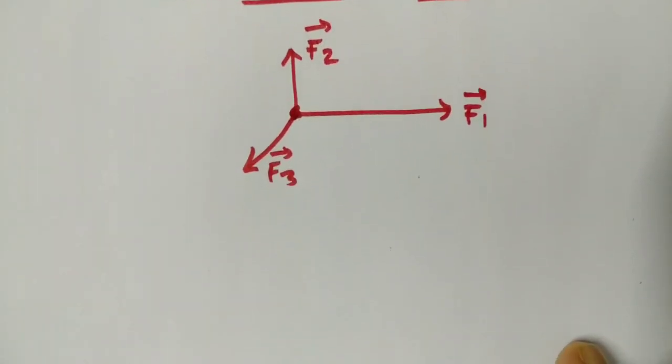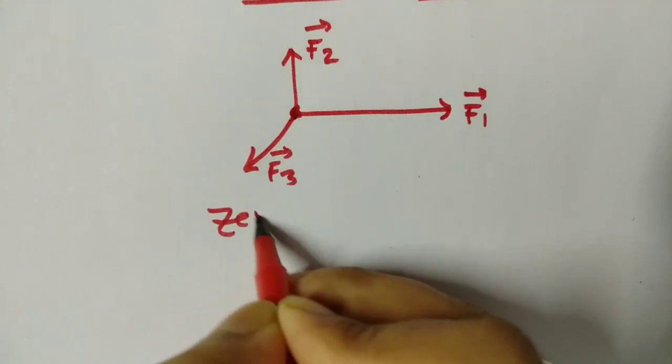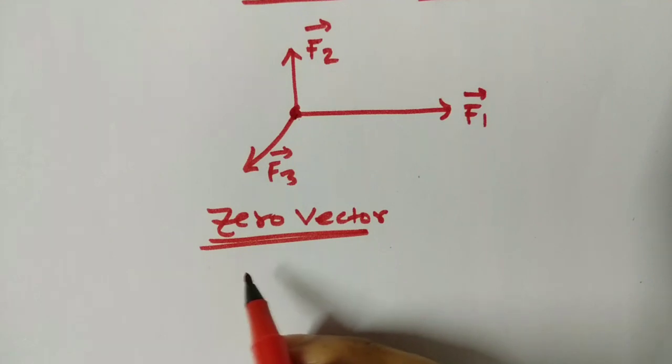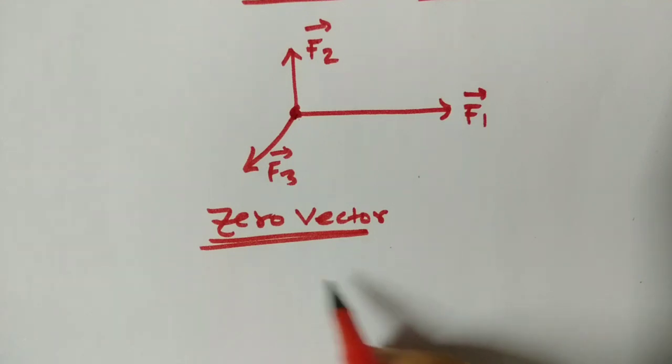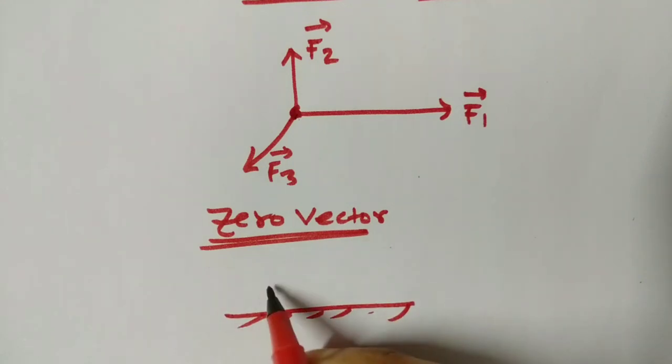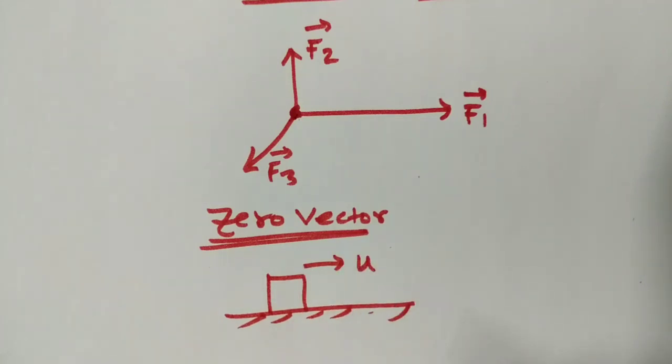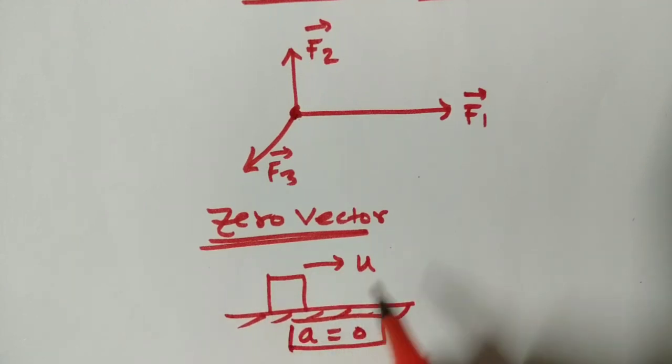Okay, next we have another concept that is called zero vector. So this is very important. What is zero vector? A vector with magnitude 0 is called zero vector. Let's take an example. Suppose here we have an object moving with uniform velocity v. Its acceleration will be 0. When a body is moving with uniform velocity, its acceleration is 0, and acceleration is a vector quantity, right? So obviously this is an example of zero vector. A zero vector can take any direction, but its magnitude is always 0.